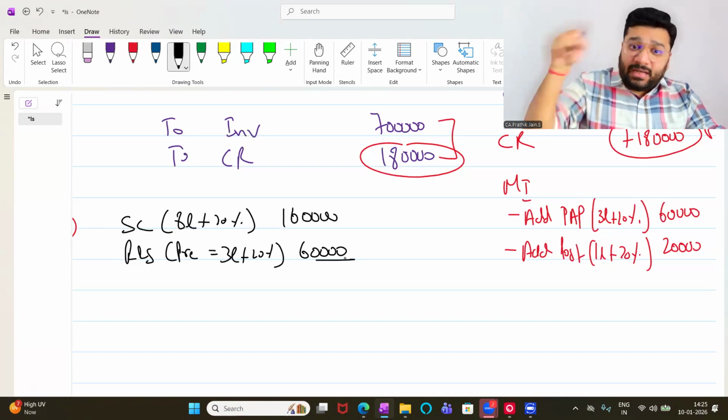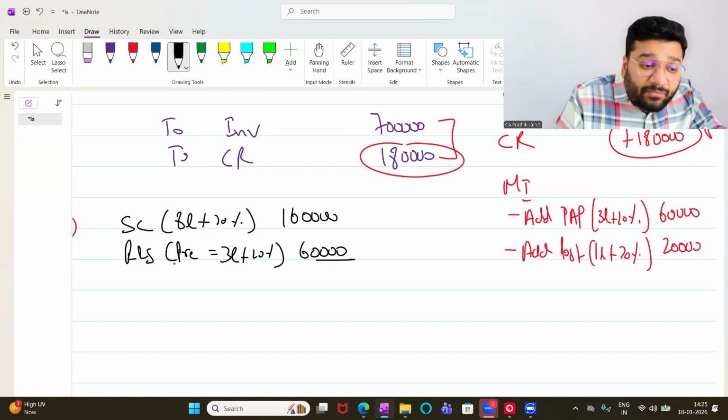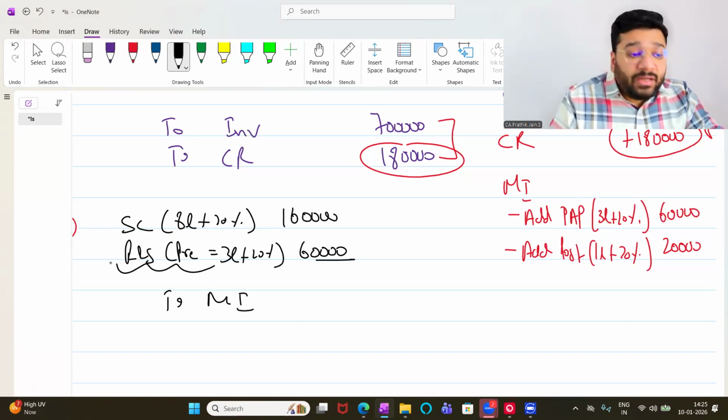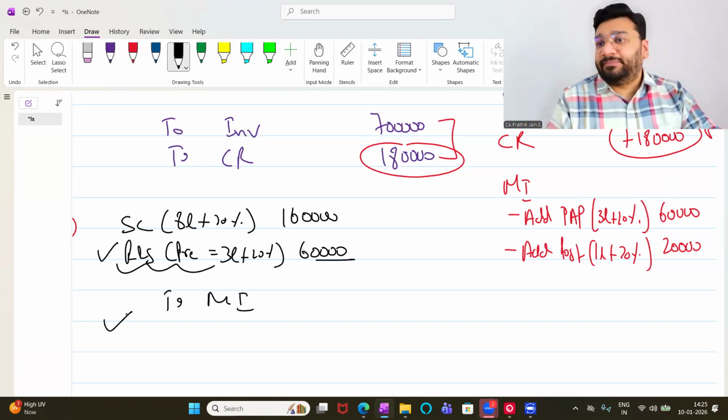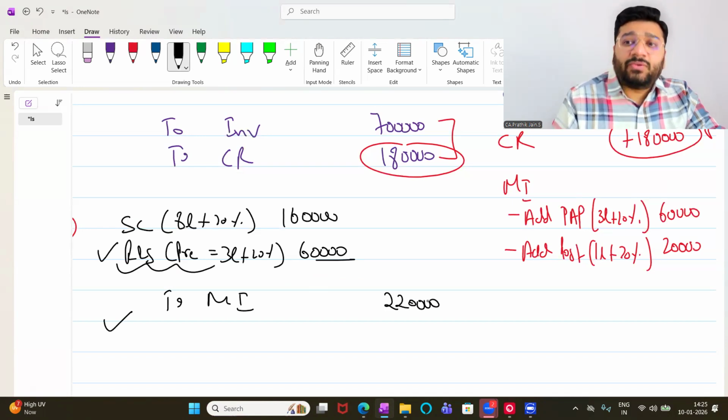If it is my profit, let it be in reserve and surplus. But is it my profit? No, it is somebody else's profit. So I have to remove it from the reserve and surplus and take it to the minority interest as liability. Remove from the profit and show it as liability. Got it, not got it? How much is it? 2 lakh 20,000.